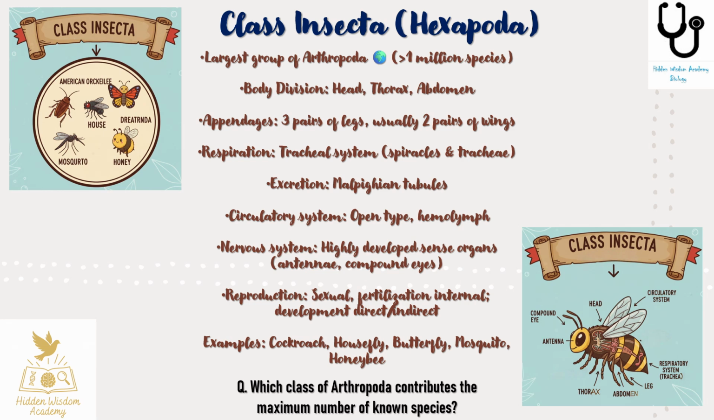Let's talk about class Insecta or Hexapoda. Insects are the largest group of animals on Earth, with over 1 million species. Their body has 3 parts: head, thorax, and abdomen. They usually have 3 pairs of legs and most have 2 pairs of wings.